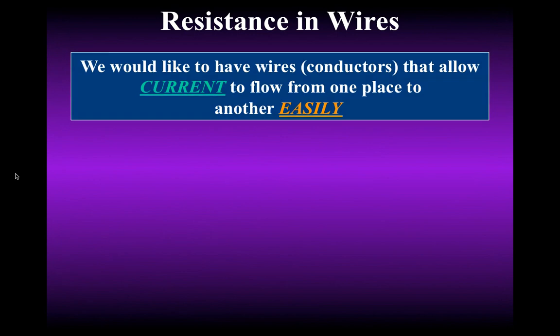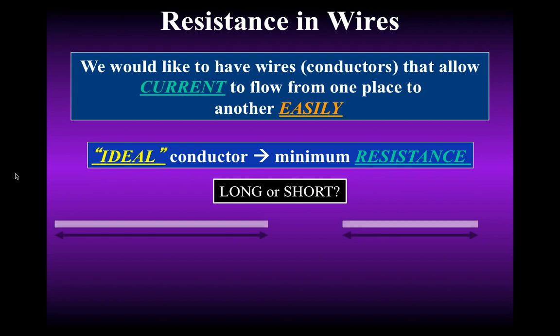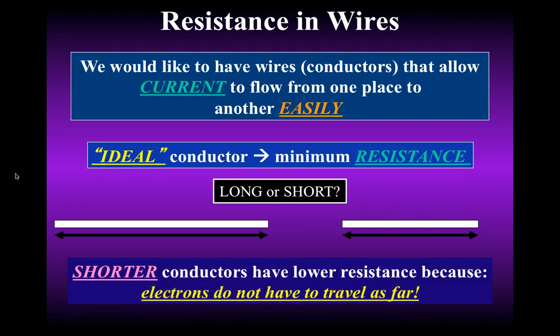Resistance in wires: we want to have wires that are the best conductors. It allows for the most current to flow from one place to another. An ideal conductor has minimum resistance, which means that it is going to be a short conductor. Shorter conductors have low resistance.